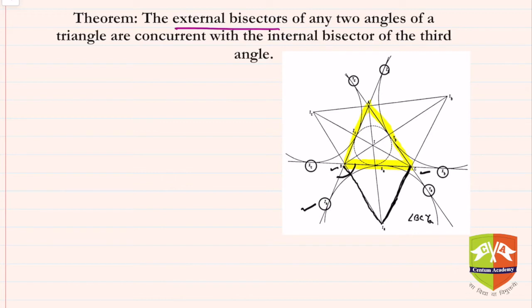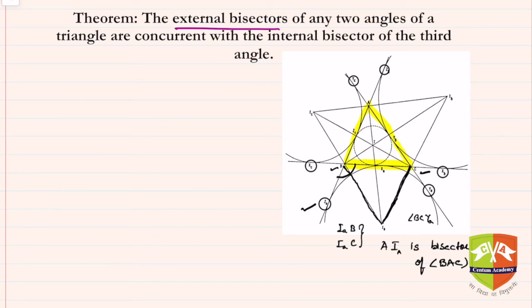The theorem says the external bisectors of any two angles of a triangle are concurrent with the internal bisector of the third angle. So IAB and IAC are the two external bisectors, and we have to prove that AIA is the bisector of angle BAC. This is what the theorem is suggesting.